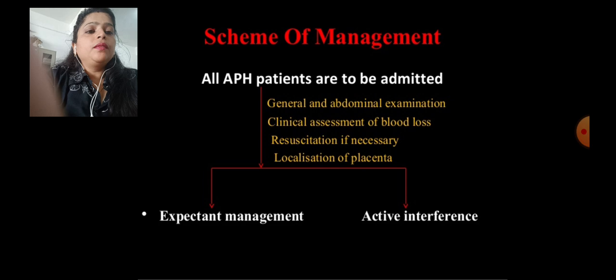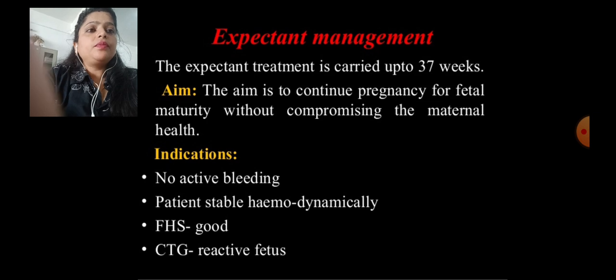as soon as we get a patient with antepartum hemorrhage. Then this is again divided into 2 parts. First is expectant management, second is active intervention. What is expectant management? In expectant treatment, management is carried up to 37 weeks. What comes in the aim of expectant treatment? The aim is to continue pregnancy for fetal maturity without compromising maternal health. If the pregnancy can be continued, it has to be continued. This is continued up to 37 weeks. Why? Because total fetal maturity can be achieved. We do this only if it is not compromising maternal health. If maternal health is being compromised, we won't do expectant management.